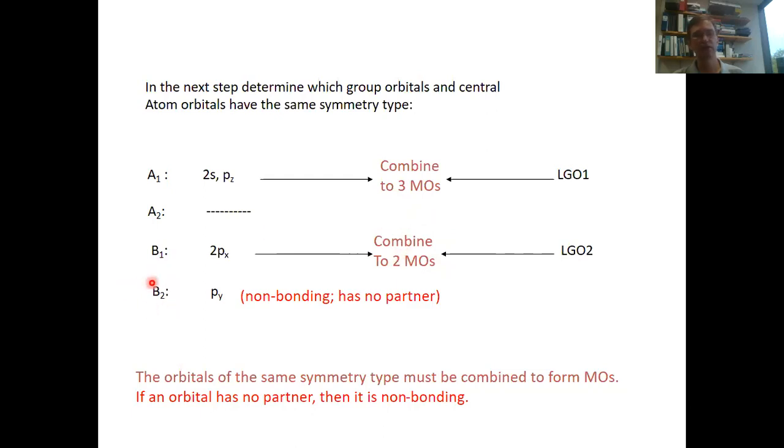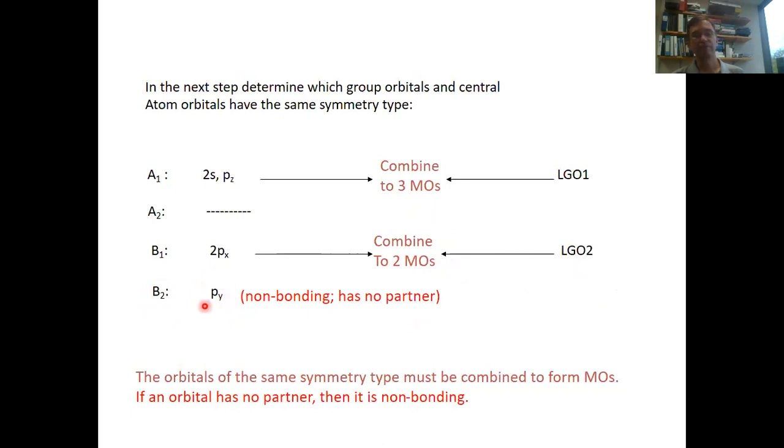So last but not least, we have symmetry type B2 to consider. The 2py orbital has that symmetry type, but there is no ligand group orbital that has that symmetry type. And that means that our 2py orbital doesn't find a partner to form molecular orbitals. It has to remain non-bonding. Okay? So now you see that this is the same result that we previously found by inspection.